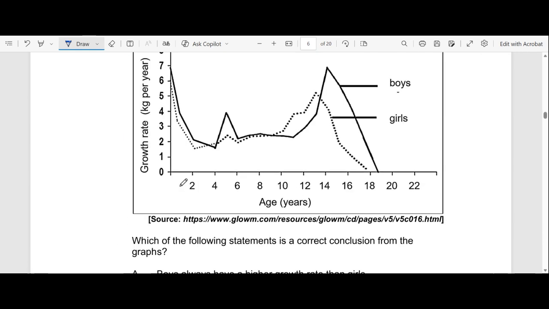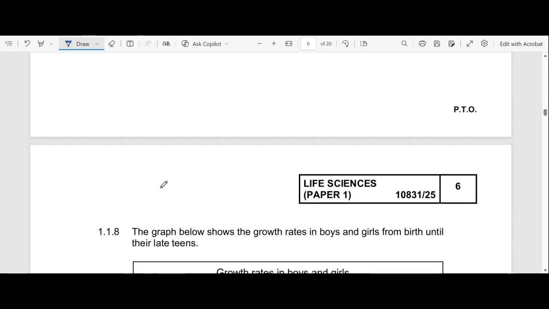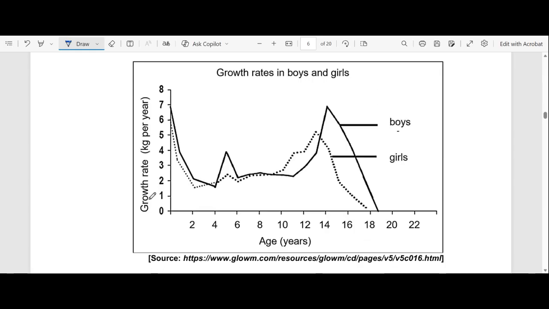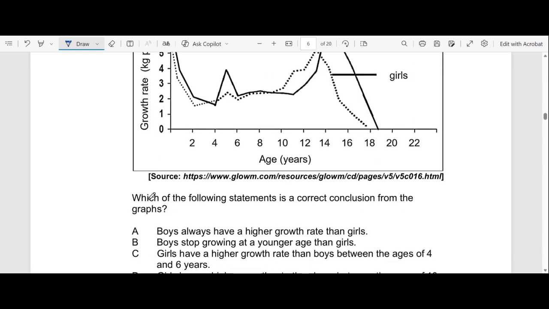Okay. Now let's go to 1.1.8. The graph below shows the growth rate in boys and girls from birth until their late teens. Okay, now let's go to the question. Which of the following statements is a correct conclusion from the graph?